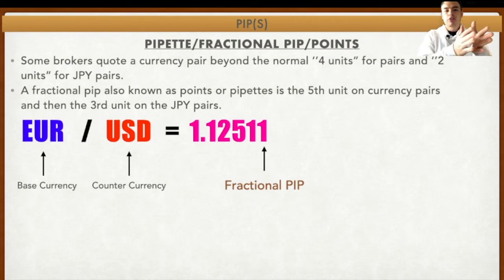So if it moves from 1.12511 to 1.12512, that is 1 point. It's a 1 point move. It's a 0.1 pip move. But if it moves from 1.12511 to 1.12521, that is a 10 point move, but it is a 1 pip move.